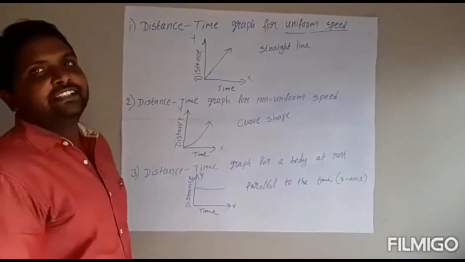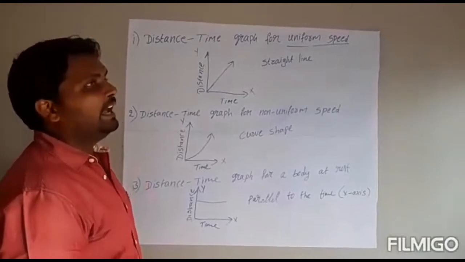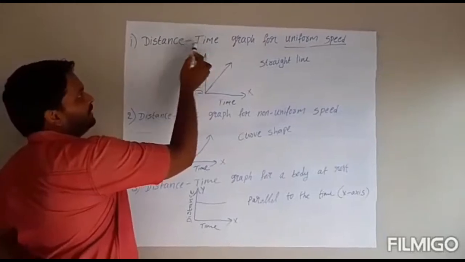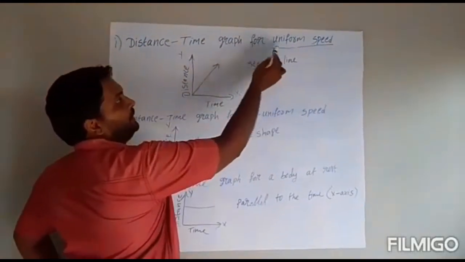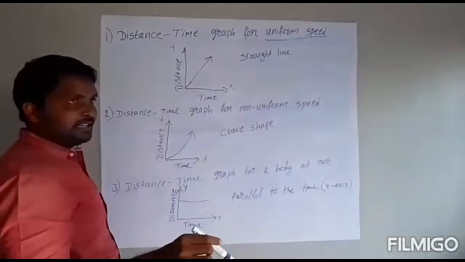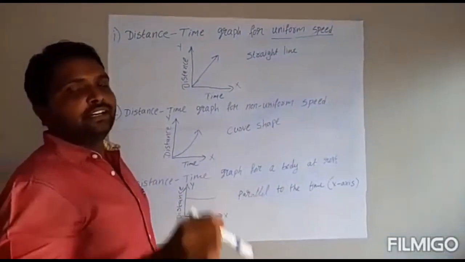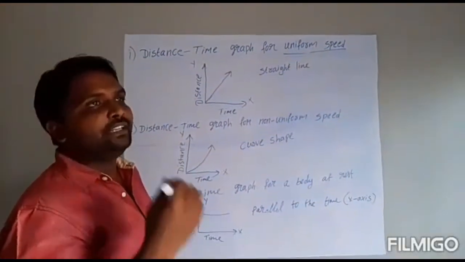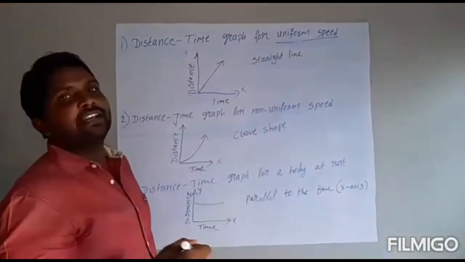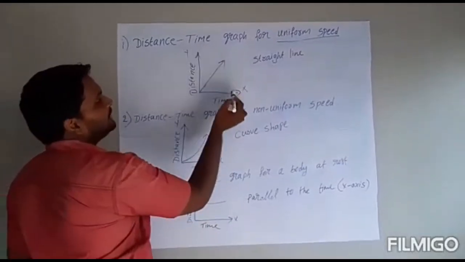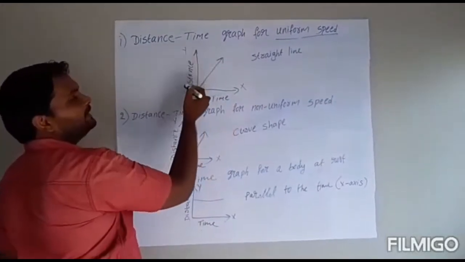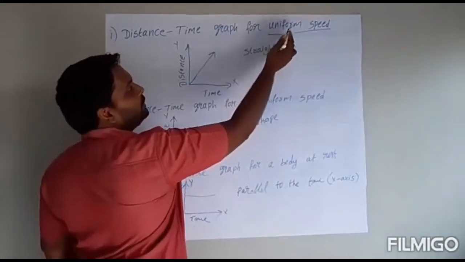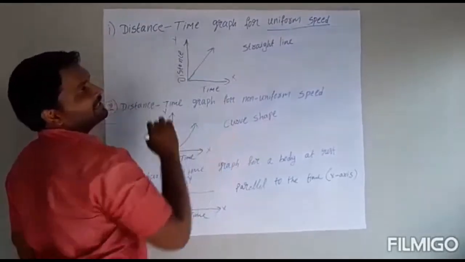So now we will see graphical representation. The graphical representation between distance and time. So now the distance time graph for uniform speed. If the car was on the uniform motion, then distance and time, how it will be, that we can see in the graphical method. So on the x-axis I taken time, on the y-axis I taken distance. So always see, if the car was in uniform speed, it gives straight line.